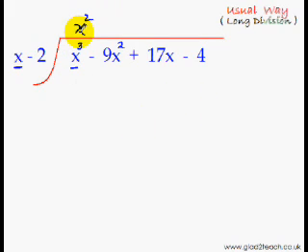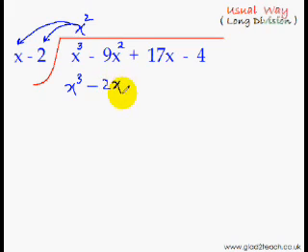Now, whatever term you put here at the top, you have to multiply that with all the terms of the divisor. That means you're going to multiply this x square with this x and also with this minus 2. And whatever you get after that multiplication, you're going to put it here. X square times x is x cube, and x square times minus 2 is minus 2x square. Now you subtract these terms.